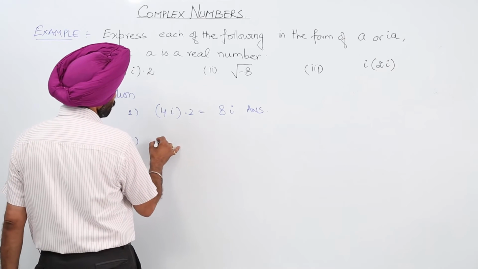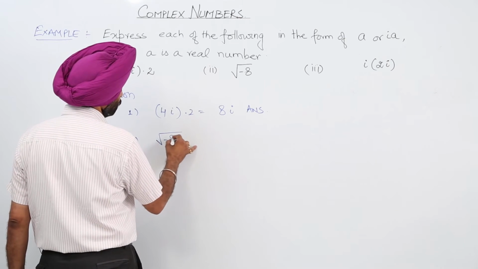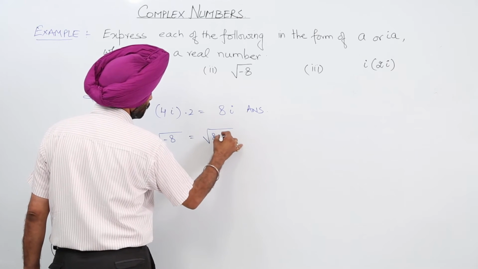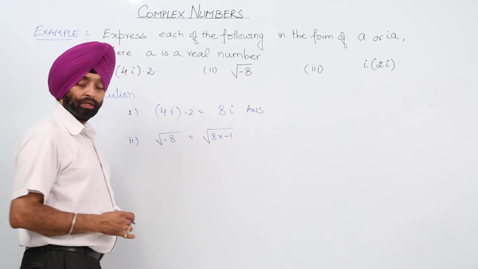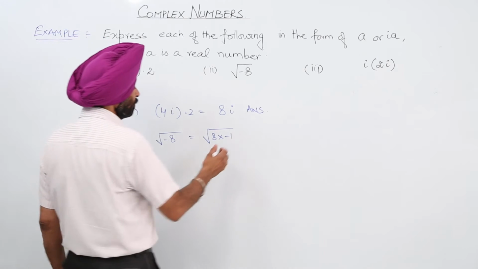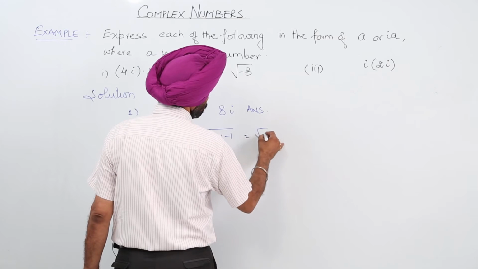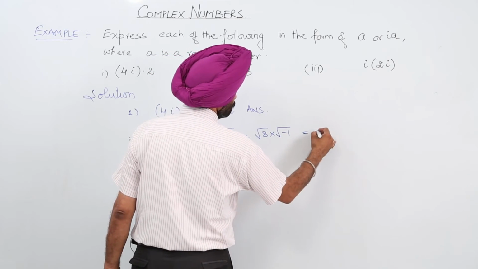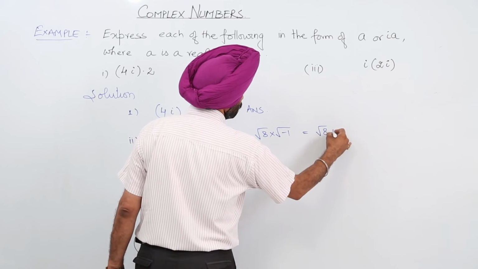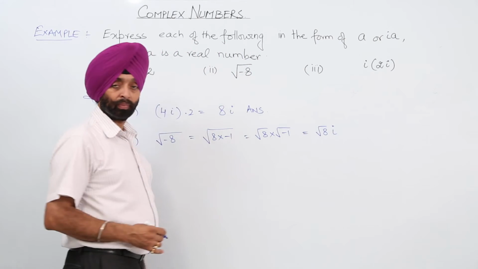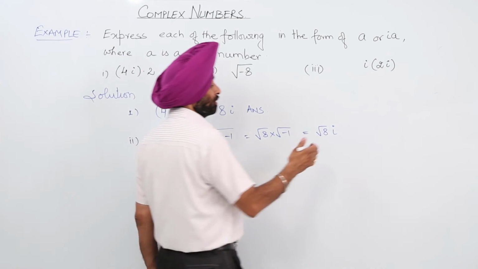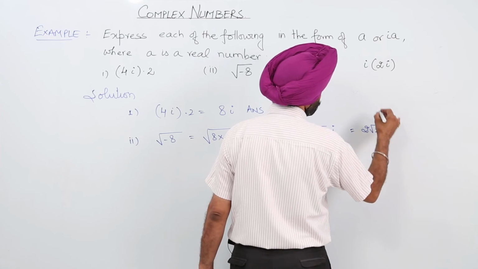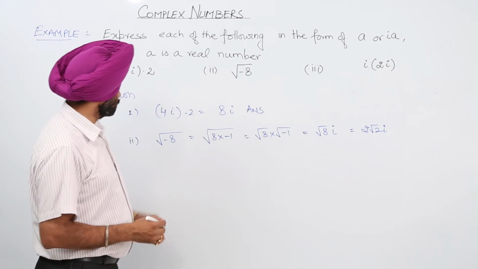Now, we are having square root of negative of 8. To this, what can we write? We can write it as square root of 8 times negative of 1, sorry. Now, this becomes root 8 times negative of 1, and to this we can write root 8 iota. Root 8, if you wish, you can write as 2 root 2 iota. Is it clear? So, that was the second part.